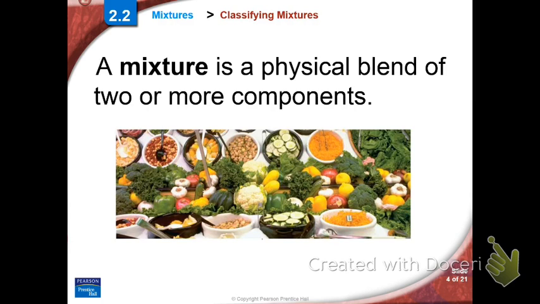So let's define mixture. A mixture is a physical blend of two or more components. When we make a mixture, there is no chemical change. Things are going to keep their identity. Like if we made a salad from the salad bar, we would mix up some lettuce and some cucumbers and some carrots, and have a great salad. And we would still be able to identify the lettuce and the cucumbers and the carrots.